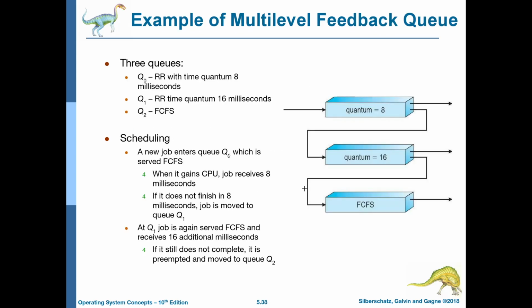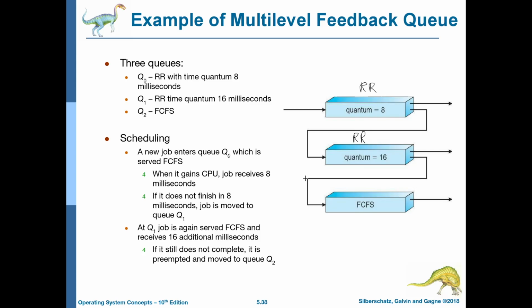So, here's a multi-level feedback queue example. We have 3 queues. We have a round-robin queue with a time quantum of 8. We have another level with a round-robin scheduling, a time quantum of 16, and then we have the first-come, first-serve queue at the very bottom here.